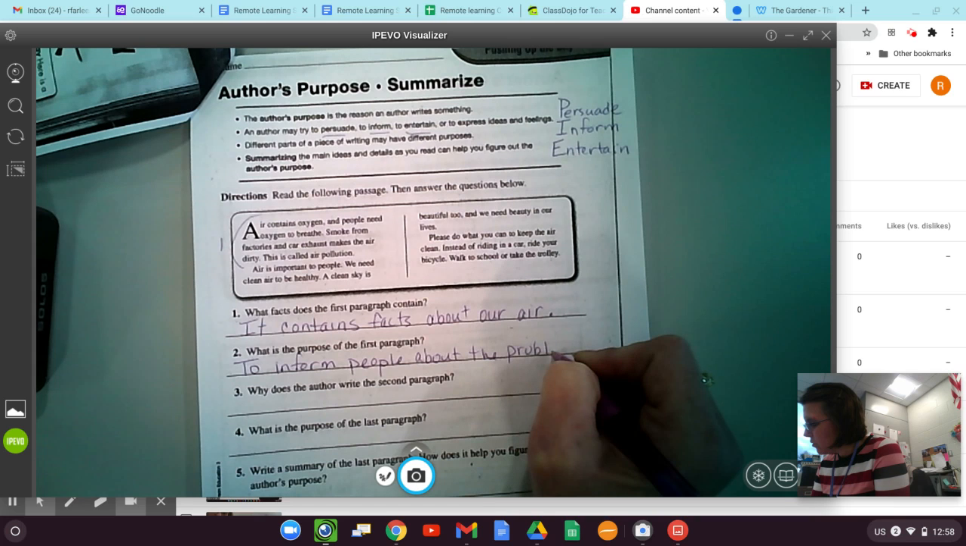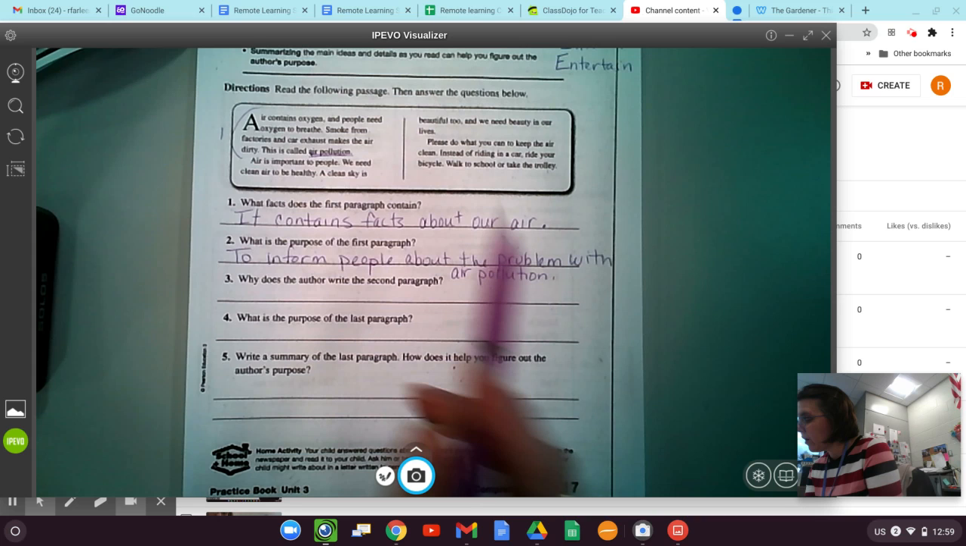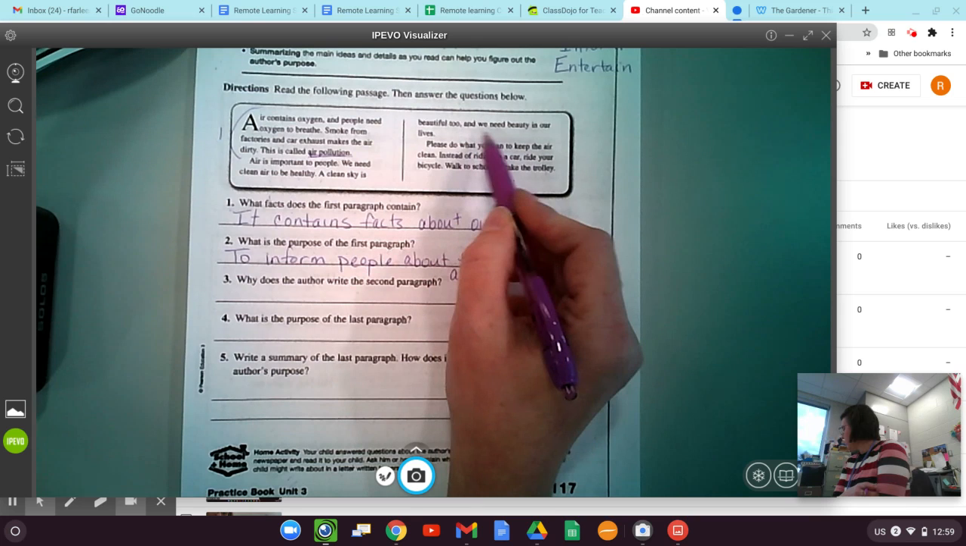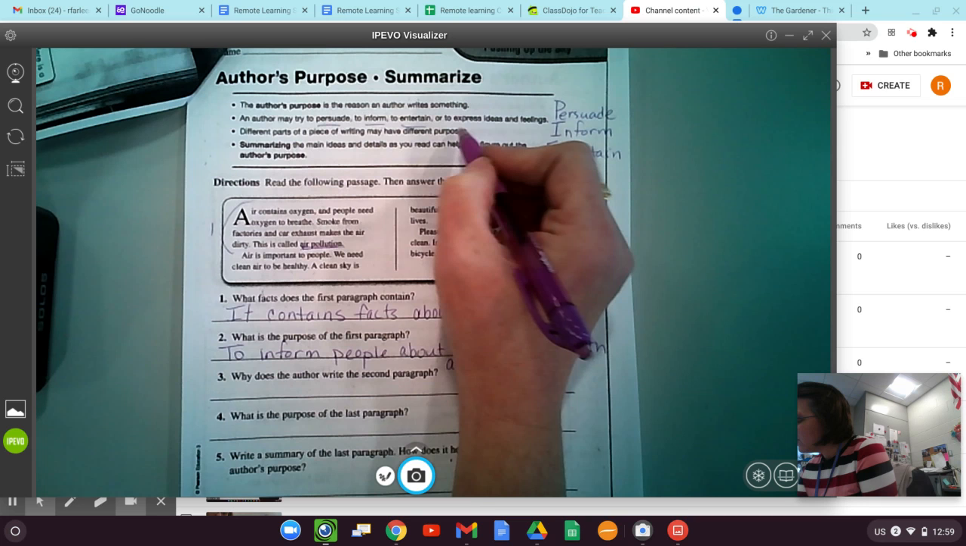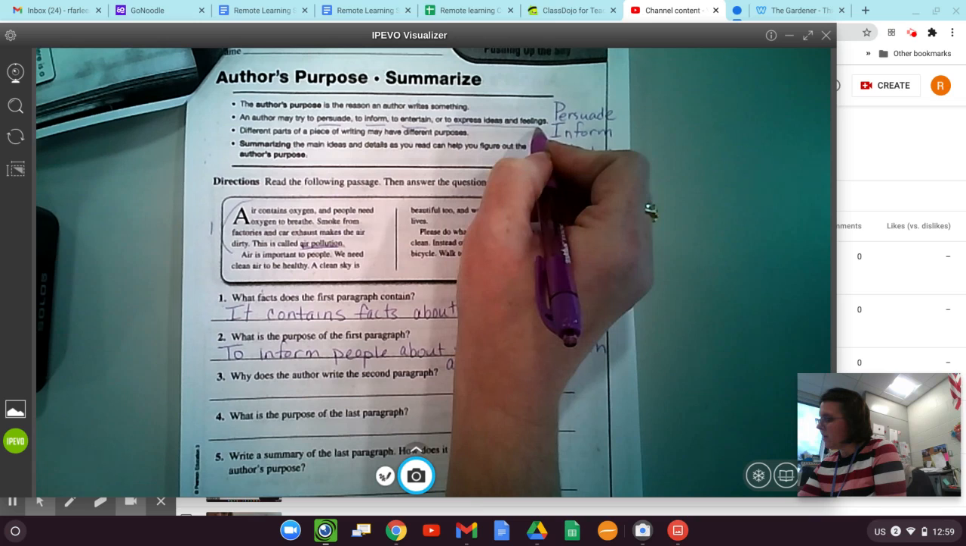All right, number 3. Why does the author write the second paragraph? So let's go up here, the second paragraph. Air is important to people. We need clean air to be healthy. A clean sky is beautiful too, and we need beauty in our lives. So there, he was talking about his feelings. That isn't really included in our pie. But why does the author write the second one? He's telling us it's beautiful and we need beauty. So he was expressing his feelings.